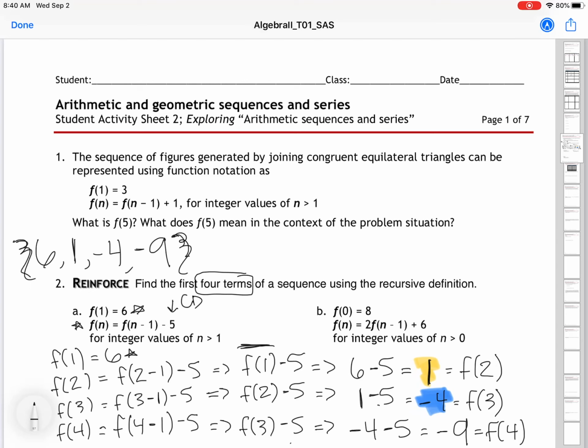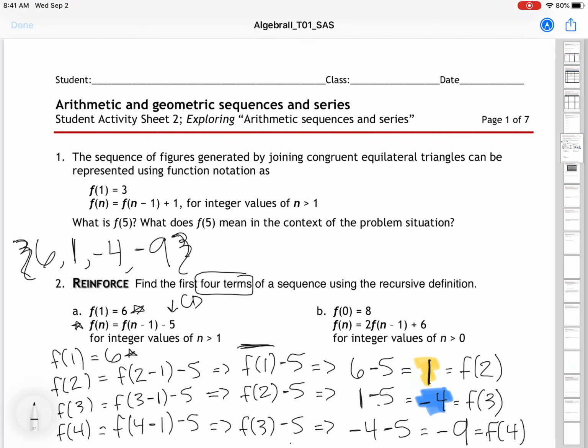Okay, so if you look at that, what do you notice? From 6 to 1, we subtract 5. From 1 to -4, we subtract 5. From -4 to -9, we are subtracting 5. Okay, so today I want you to try B on your own, and then we will do C and D when you come to class next week because they're a little bit more challenging, so we'll go over those together.